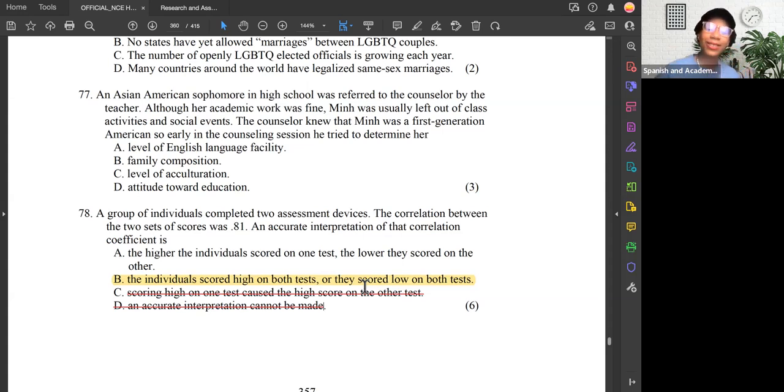But for 78, the right answer choice is B, because we know this is a positive correlation. So they're both going up or they're both going down.